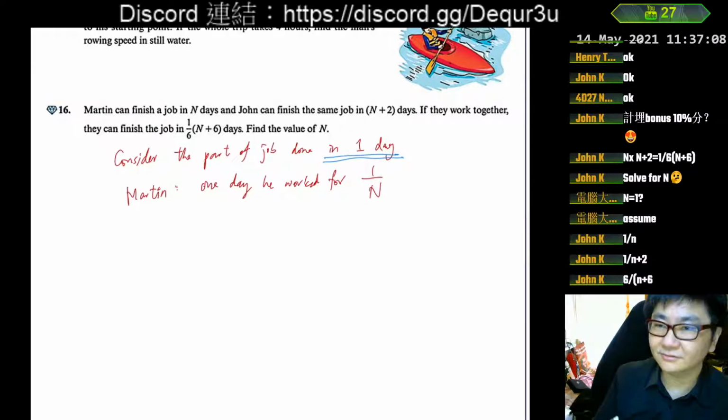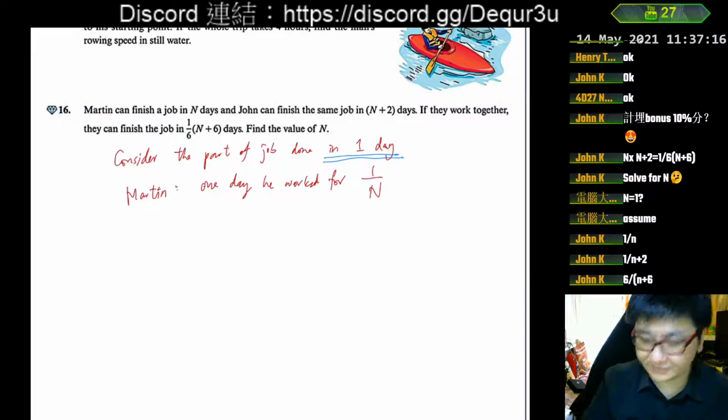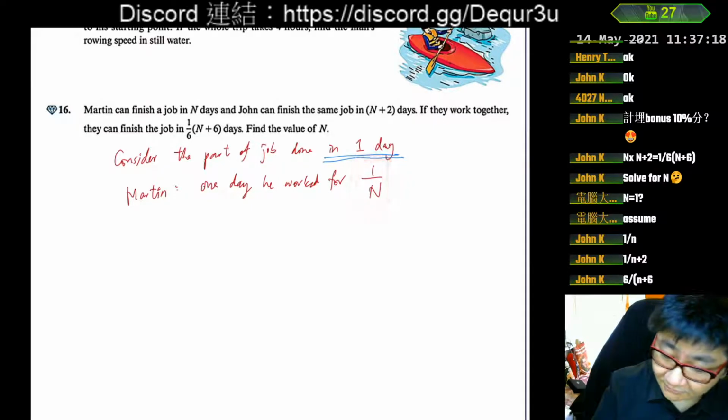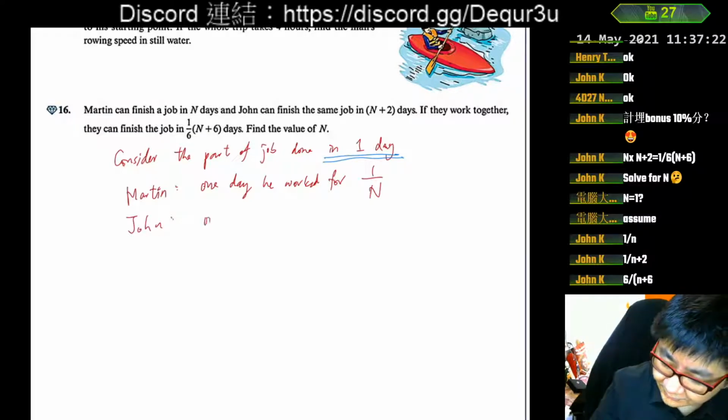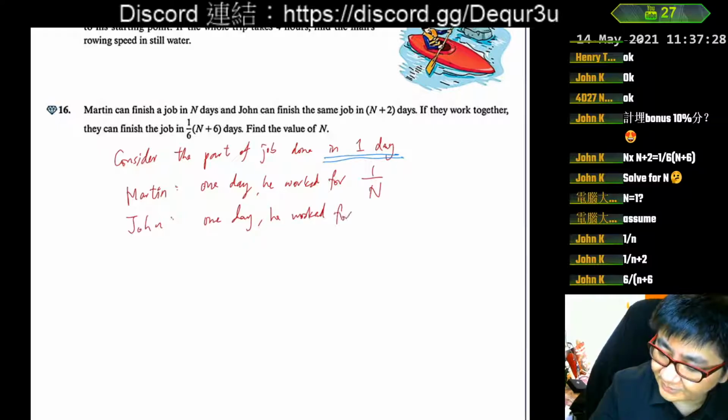The whole job takes n days, so in one day he does 1/n of the job. So it is 1/n. Similarly for John, in one day he works 1/, the other number, so 1/(n+2).